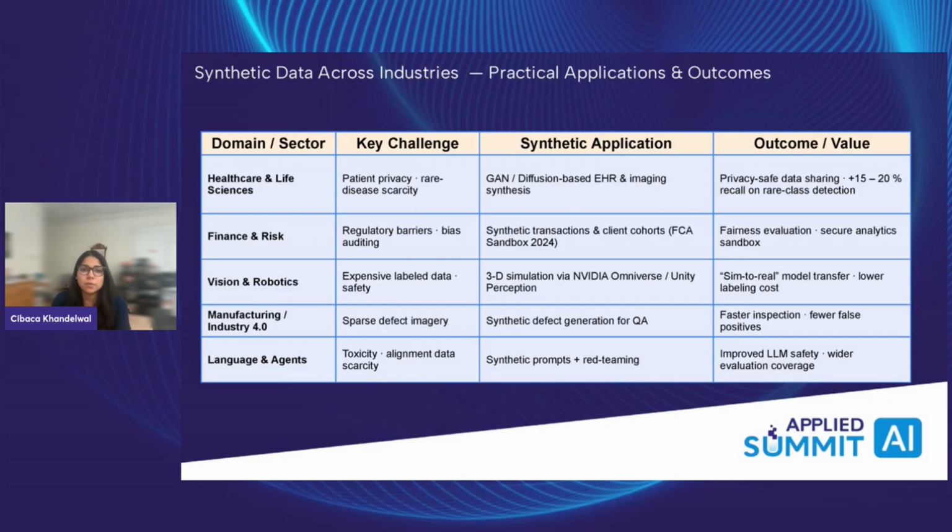And lastly, language and agent models. Since more real-world users have started using these models, the problem that comes in training or making the model better is toxicity and alignment data scarcity. So synthetic prompts are generated. There is a QA or red teaming team, which keeps trying different prompts and different user scenarios to improve the model safety and have a wider evaluation and coverage across different jurisdictions.